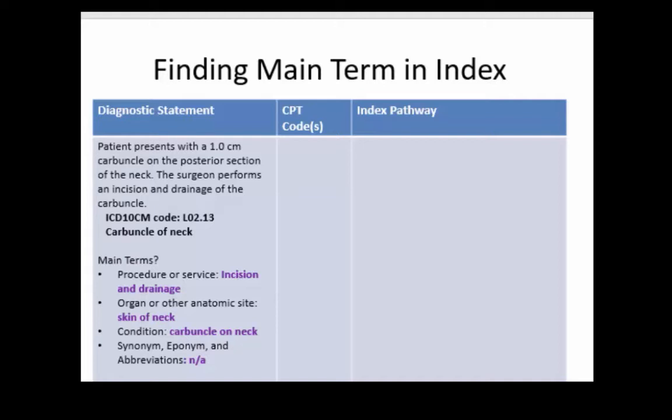So then you look at those 4 questions. What's the procedure that we're coding? Incision and drainage. What part of the body? The skin of the neck. What's the condition? A carbuncle on the neck. Any synonym, eponym, abbreviation? Not in this case. Not applicable.